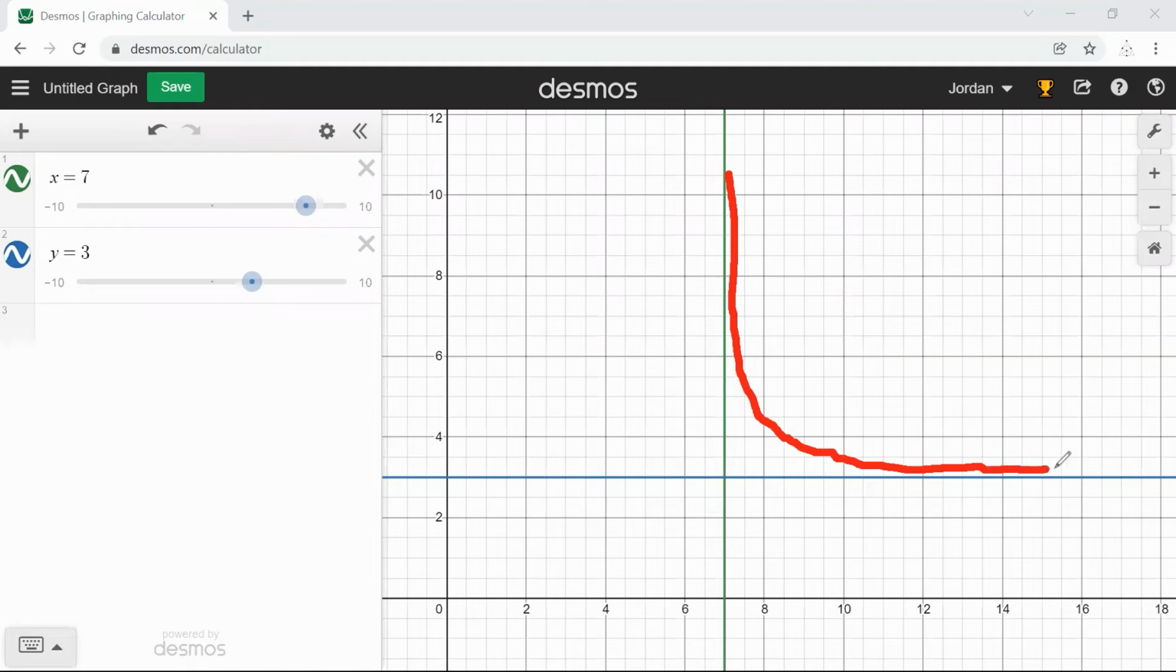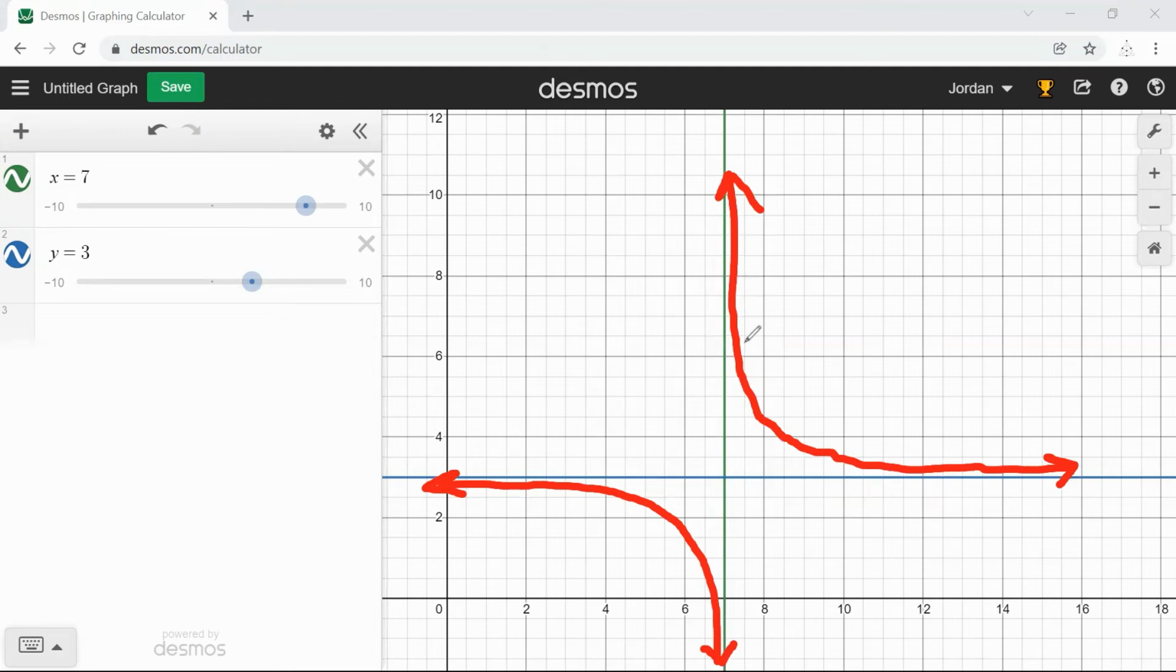So something like this. I don't know how close we get to the actual asymptotes and how quickly that happens. But the reverse is true on the other side. We're approaching 3 as we go out towards infinity. And then as you approach 7, you go down to negative infinity.